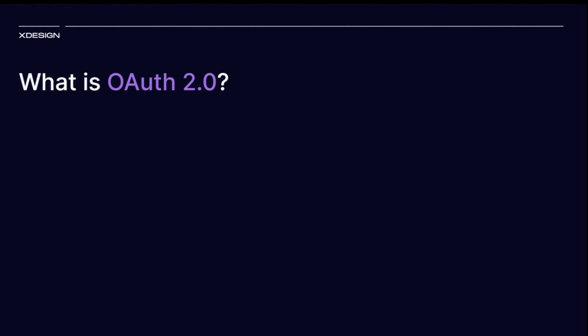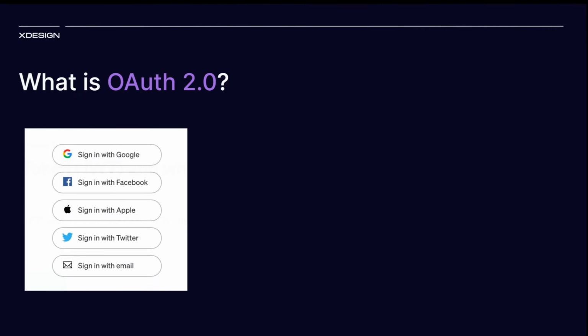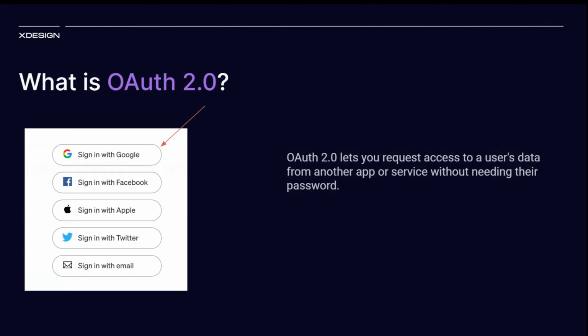So, what is OAuth 2? From a user perspective, OAuth 2 is these buttons that can be used to sign in to websites. From a developer's perspective, OAuth 2 lets you request access to a user's data from another app or service without needing their password. So essentially, OAuth 2 is a protocol that was invented with the purpose of giving developers and apps an easy and secure way to access user information from a third party through the means of authorization and authentication.